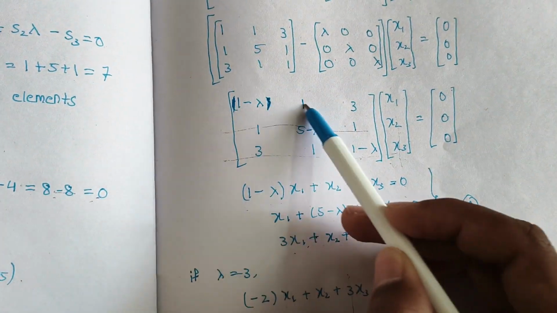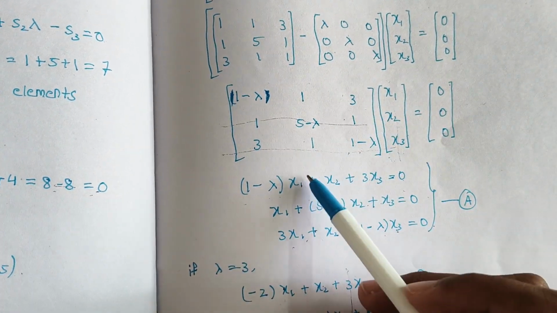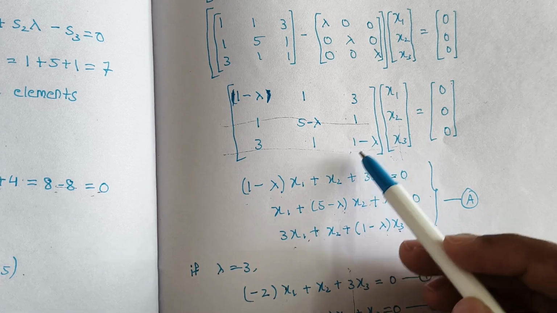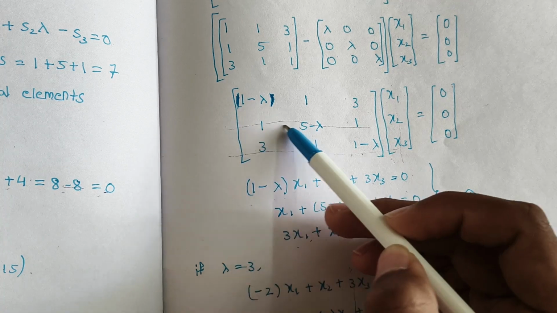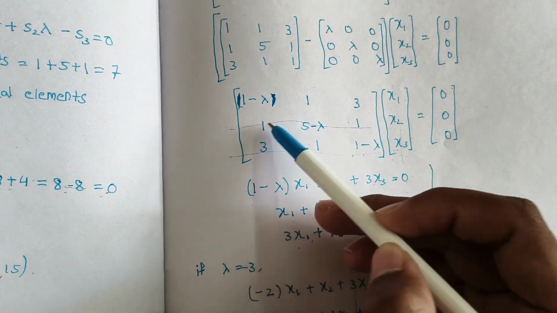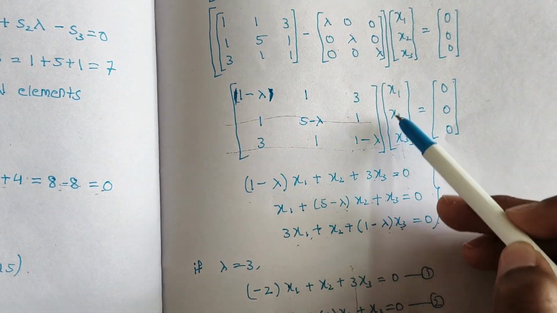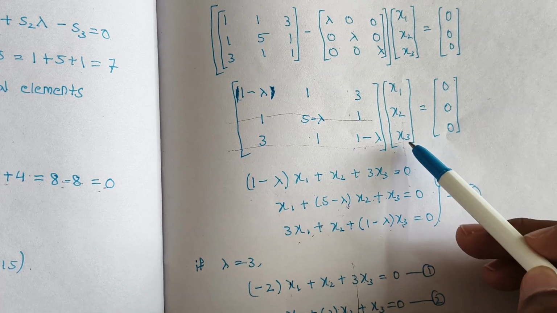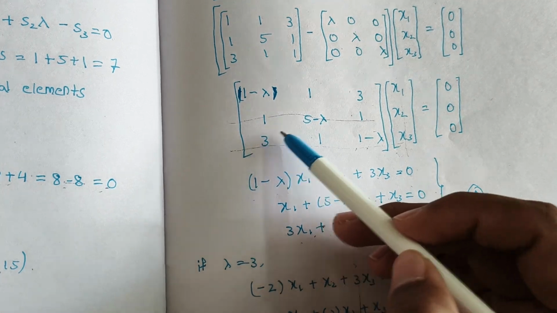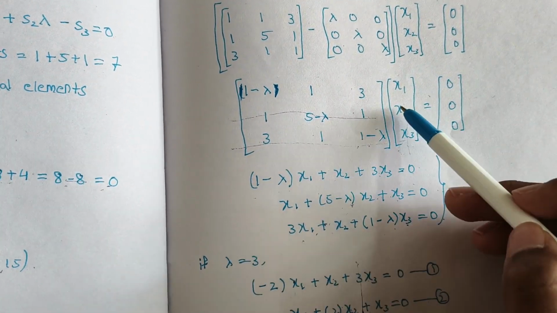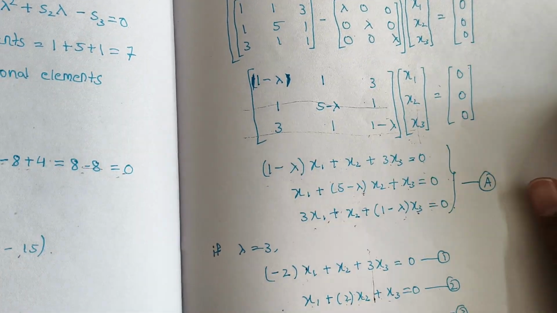We have to multiply this row with this column. That is (1 minus lambda) x1 plus 1 into x2 plus 3 x3 equal to 0. Then this row with this column: 1 into x1 plus (5 minus lambda) x2 plus 1 into x3 equal to 0. Then this row with this column: 3 x1 plus 1 into x2 plus (1 minus lambda) x3 equal to 0.